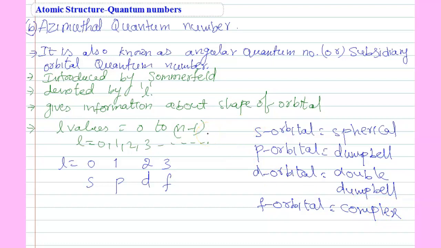So s orbital is in a spherical shape, p orbital is in a dumbbell shape, d orbital is a double dumbbell shape, f orbital is a complex shape. So we cannot define exactly.